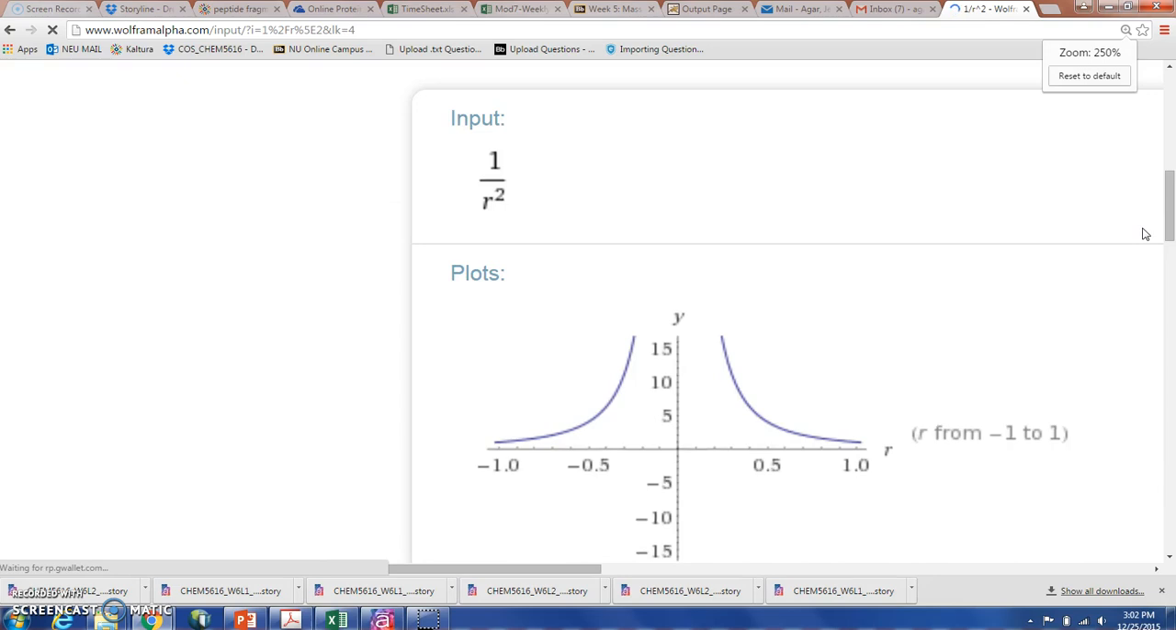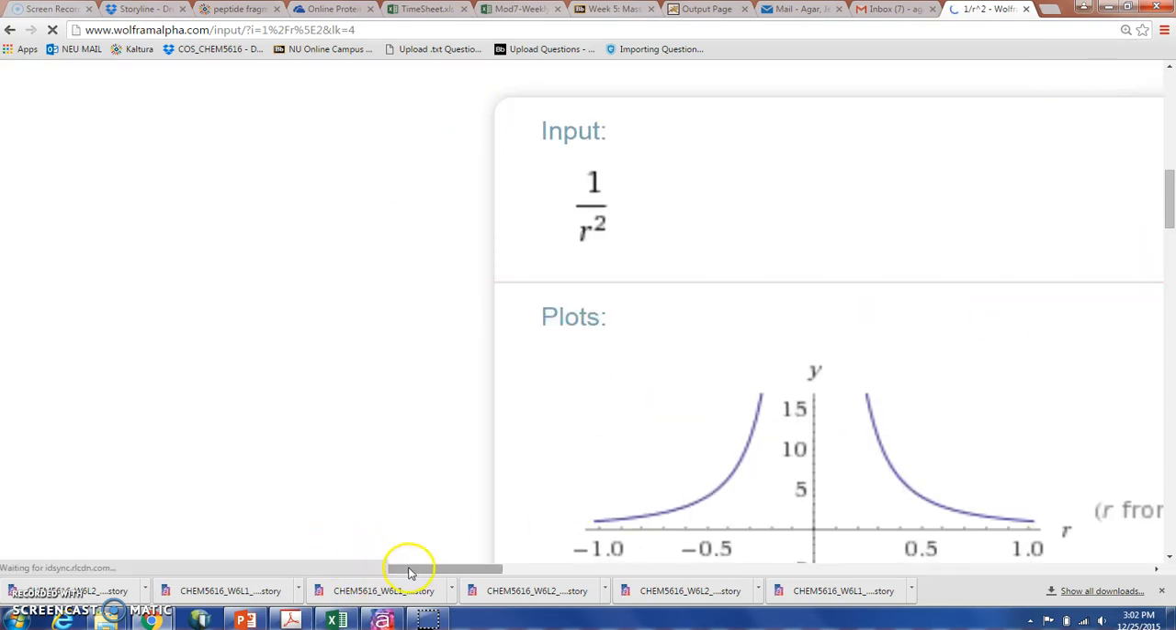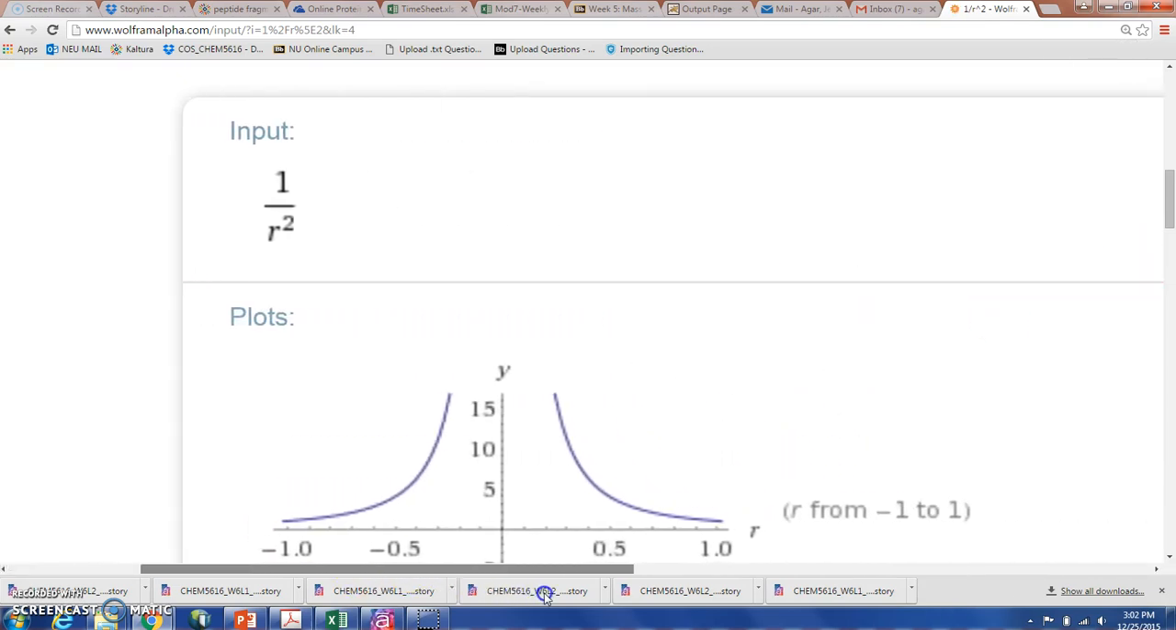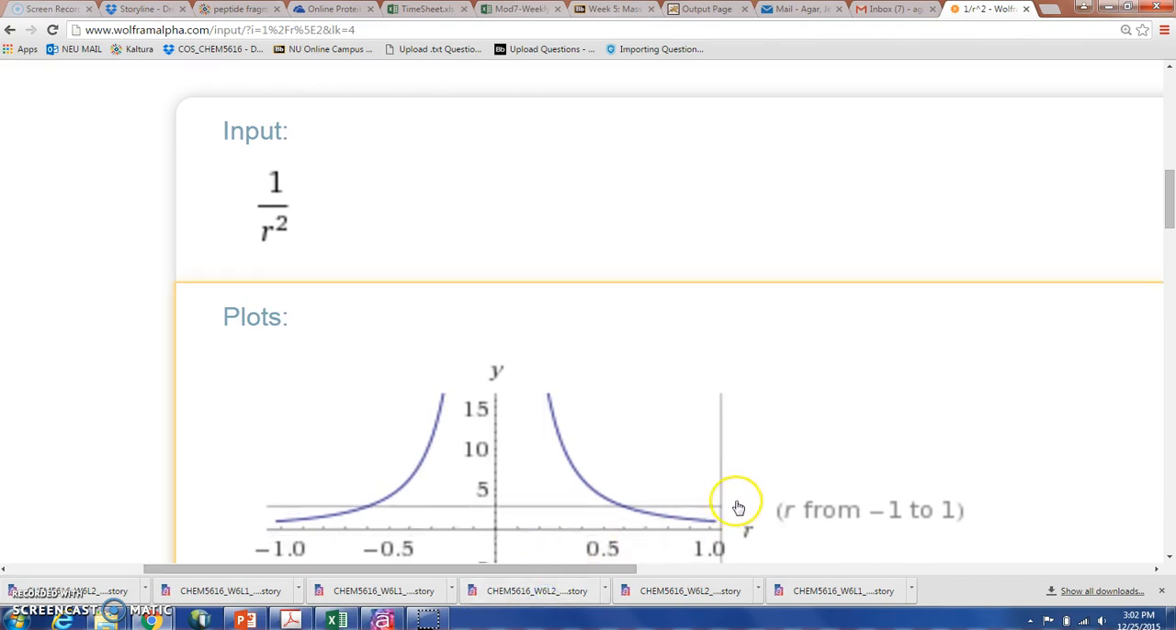Just control plussing. All right, so this is our 1 over r squared graph. So at some distance, here's your ion. It's not feeling very much at all, and then it gets closer and closer to the pole itself, to the metal quadrupole, and now it's feeling an enormous force. And look at the force go up really fast with distance. That's a 1 over r squared relationship.